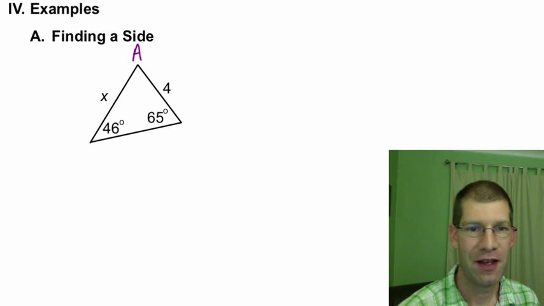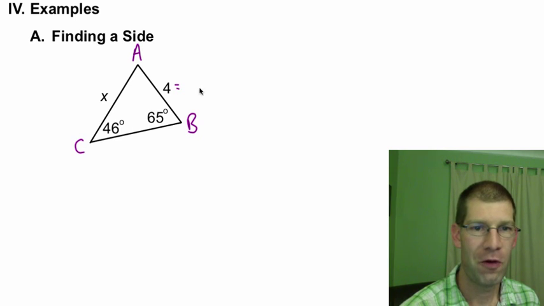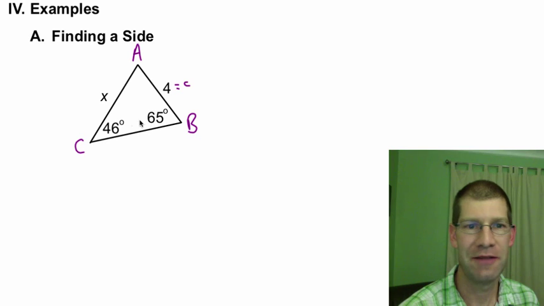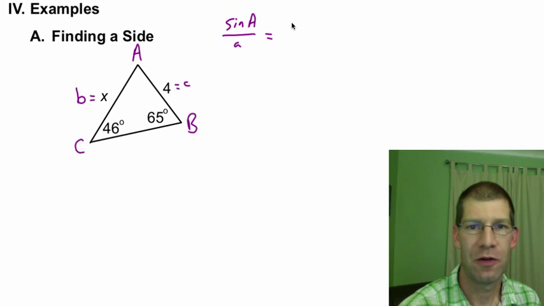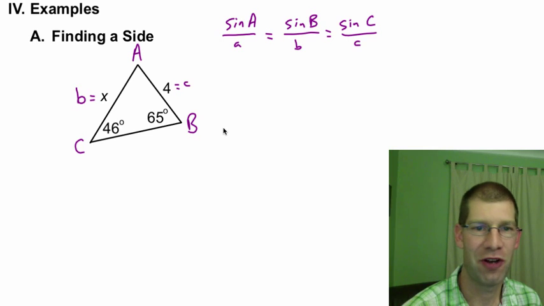That'll help. So if I label the triangle ABC this way, 4 then has to be lowercase letter c. X then is going to be lowercase letter b. And if we go through and look at those three fractions that we had, so we had sine of A over a equals sine of B over b equals sine of C over c. If nothing else, I maybe gave you a chance to catch up drawing your triangle.